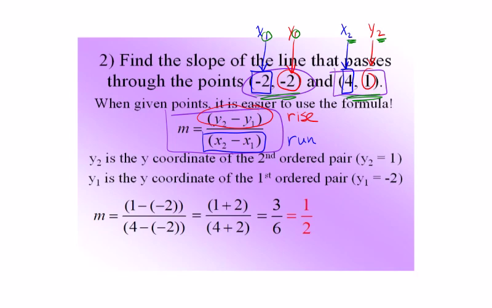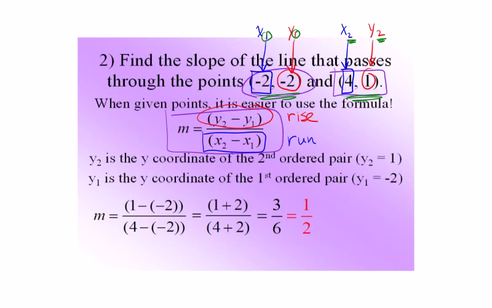Even if I were to pick this as my 2s and these as my 1s, I would have still got the right answer. But generally I just pick the one on the left as my 1s and the ones on the right as my 2s, just so I don't have to think about it too much.